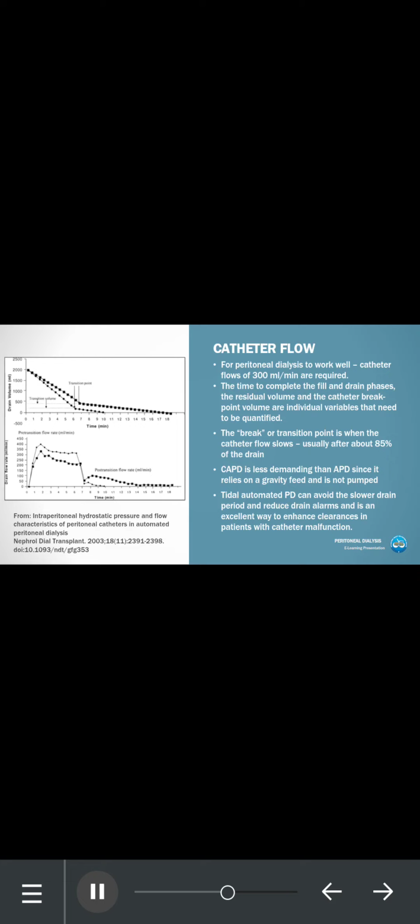And the value of knowing about that is that during APD, one can adjust the volume that's drained out using the tidal PD function to less than that break point if it's a particular problem for an individual patient. So, for example, one can limit flow problems and alarms by doing tidal APD in someone who's got a problem with very slow catheter flow after the break point.